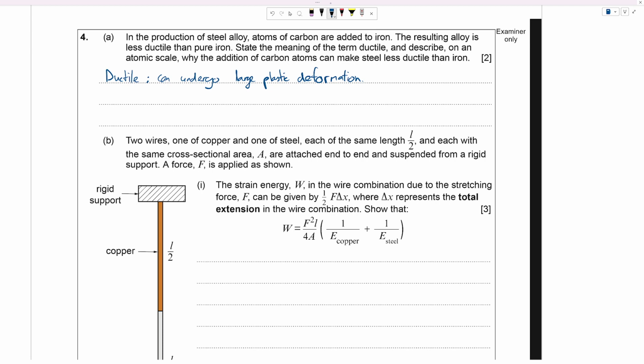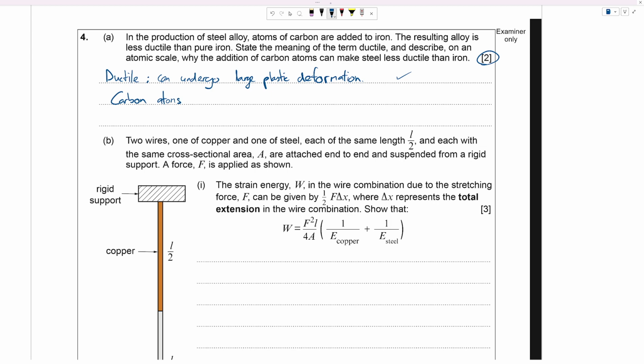Why does the addition of carbon atoms make the steel less ductile? So carbon atoms, the key thing here, this is only a 2-mark answer, and I feel we've already got the first one. So, we're not looking to go into a great deal of detail here. We need to say the most fundamental reason for this.